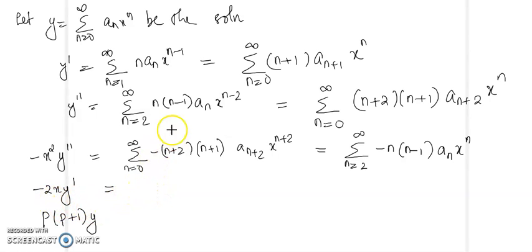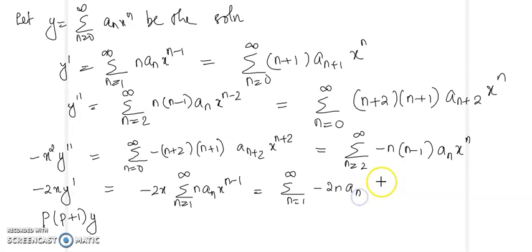So now let us look at the series for minus 2x y dash. So you have y dash here. Okay. Let us multiply in the first one itself. For minus 2x summation n equal to 1 to infinity n a n x raised to n minus 1, that will be summation n equal to 1 to infinity minus 2n a n x raised to n. Now we have the series in the power of x raised to n, and p into p plus 1 y, that will be summation p into p plus 1, that is constant. So you will get a n x raised to n.